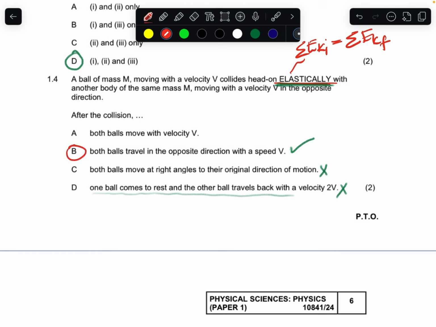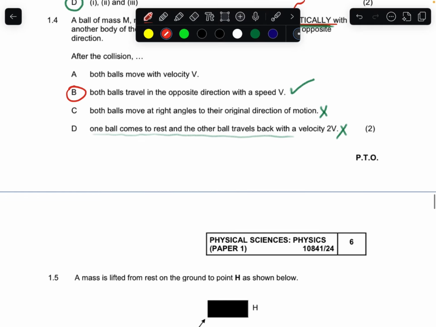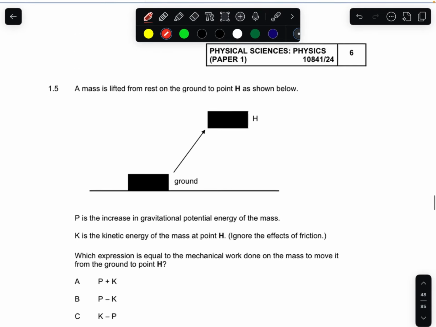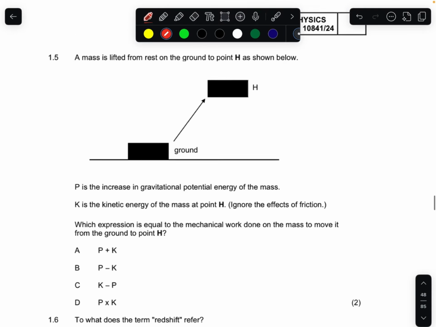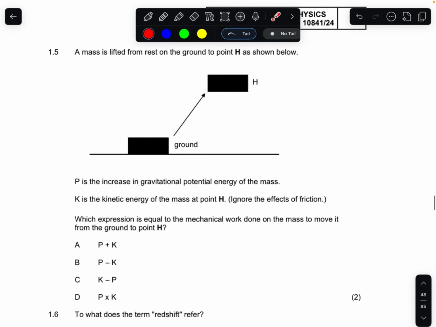I hope I do make sense, grade 12s. I hope you are pausing the questions as we move along and you do it by yourself before you answer. You watch.